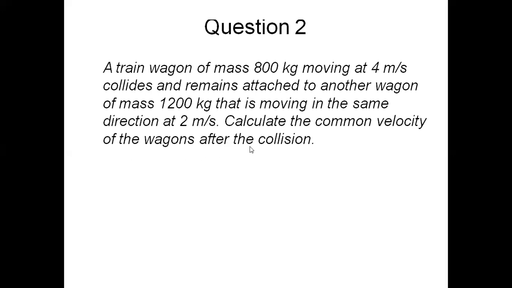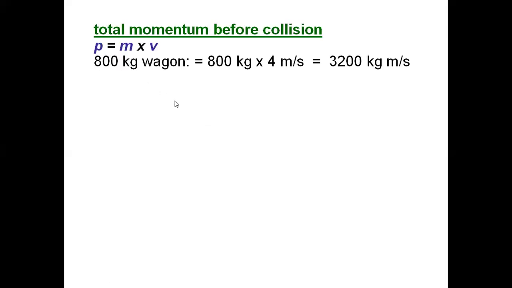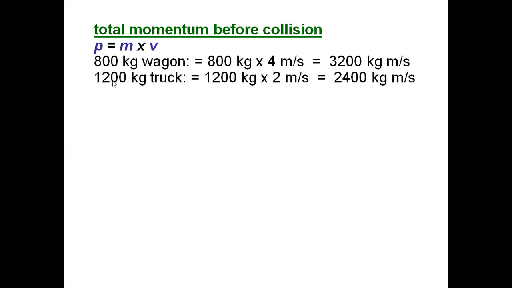The initial momentum of body 2 is not 0 in this case. So how is this solved? P is equal to mv. For the 800 kilogram wagon, what is its velocity? 4 meter per second. So its momentum is 3200 kg meter per second. And what about the other wagon? The mass of the wagon was 1200 kg and its velocity was 2 meter per second.